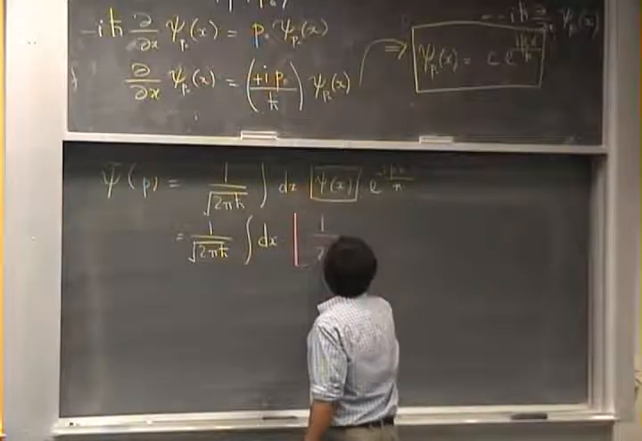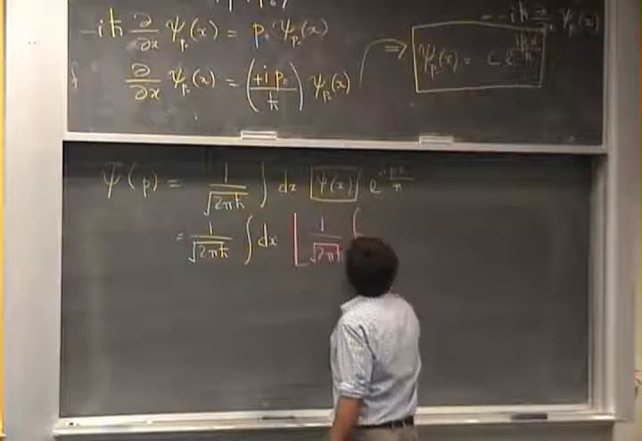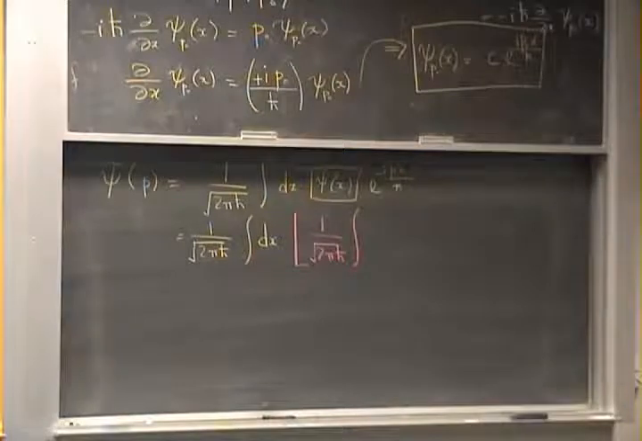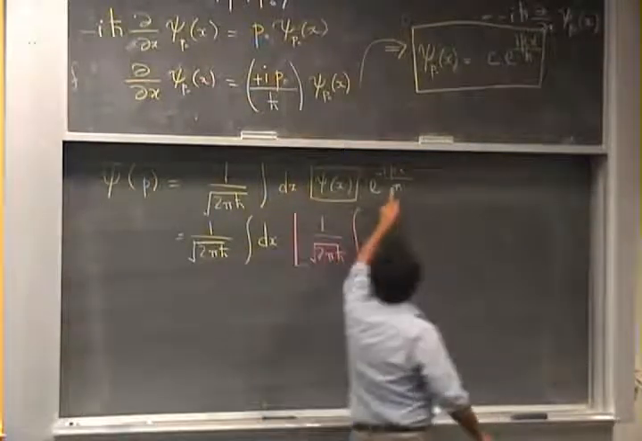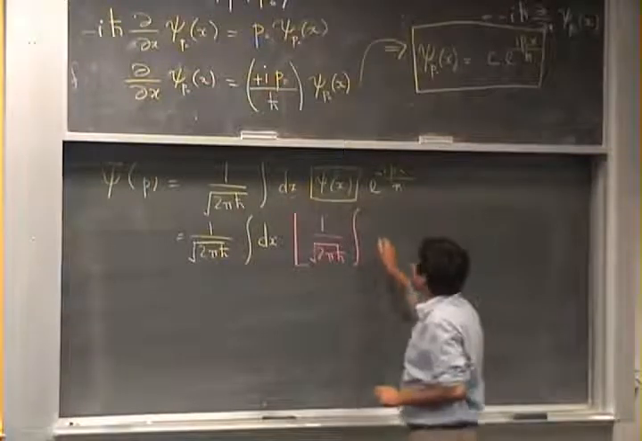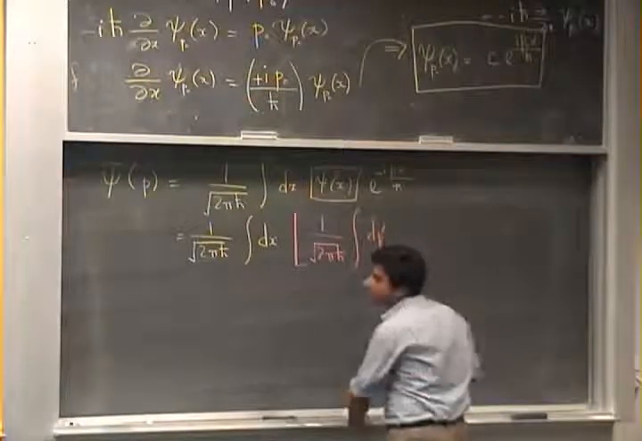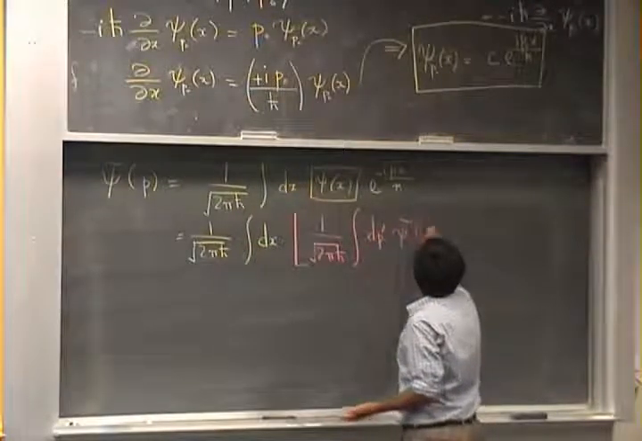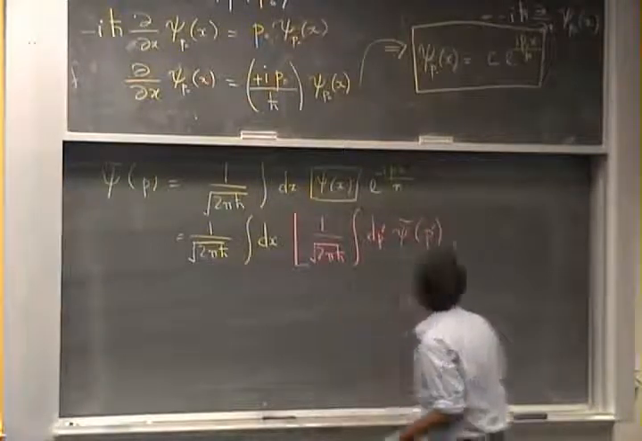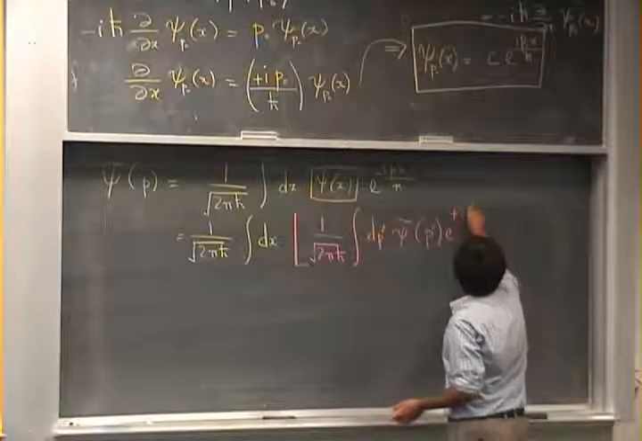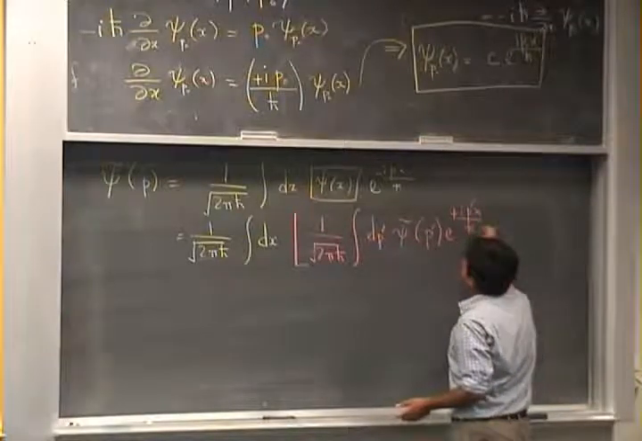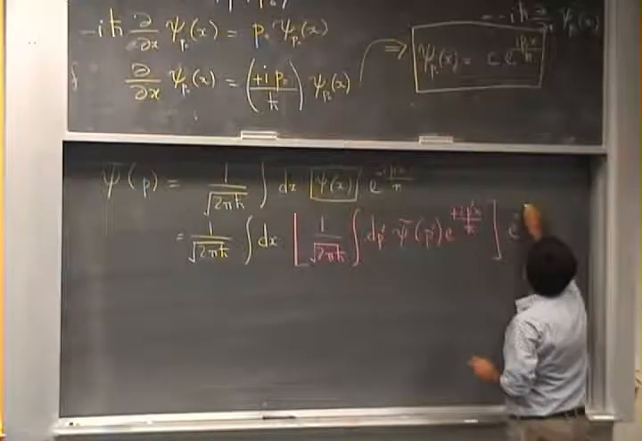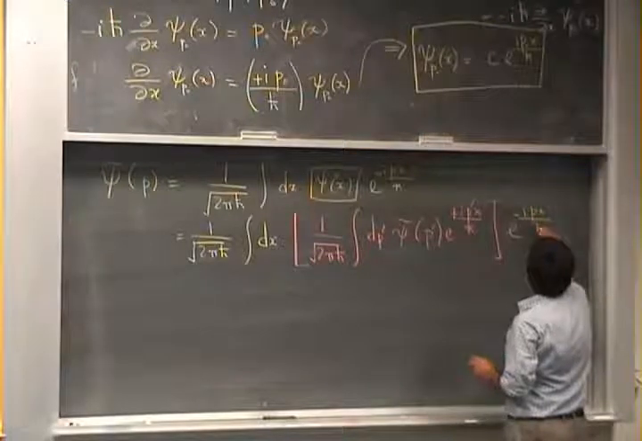1 over root 2 pi h bar. Now I use a different variable. I don't use dp, I use p dash because there is already a p here. So I use a dp dash. Changing p to p dash doesn't really matter. Just a change of variable. Psi tilde of p dash, e to the plus i p dash x over h bar, and then I put this bracket again, e to the minus i p x over h bar.